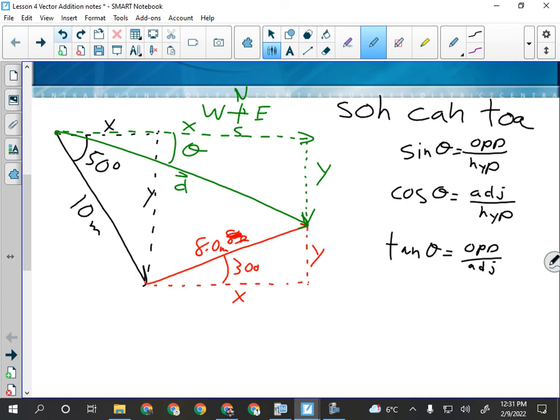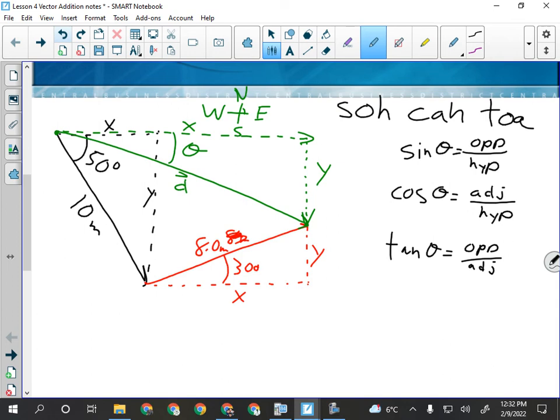So, which one of those trig functions could I use right now to solve for black x? Cos? Cos. Okay? And the reason I would use cos is x is adjacent to the angle that I have. The angle that I have here is touching that side. It's beside it, adjacent to it. And I have the hypotenuse. So I have hypotenuse and I'm looking for adjacent.